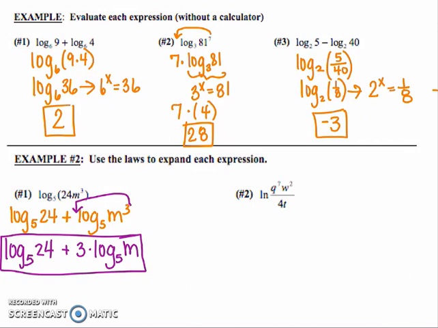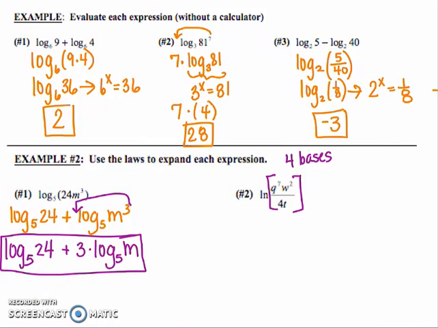My second expression, I've got multiplication upstairs, I've got multiplication downstairs. So I have to consider how many bases I have inside this log. Q is a base, W is a base, 4 is a base, and T is a base. If I have 4 bases, then when I expand this out, I am going to have 4 logs.